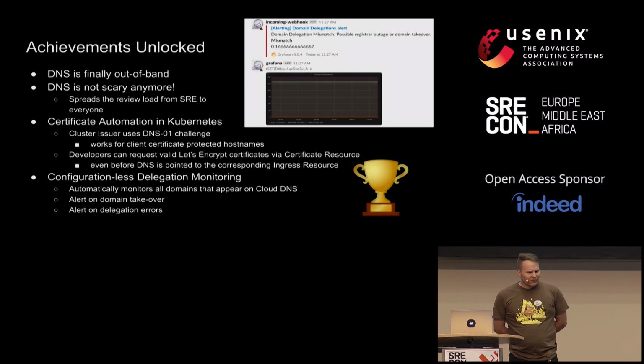Some achievements we unlocked, some expected, some unexpected, by automating a lot of the DNS stuff. It is out of band, I mentioned that already. It is not scary anymore, so that shed some load off SRE. We got certificate automation in Kubernetes, and as I said, we are a heavy user of Kubernetes. And now the whole certificate process is worth another talk, maybe. It also took days and was a lot of manual work, and it was done in SRE mostly. And now, if you can create an ingress object in Kubernetes, you for free get that certificate signed by Let's Encrypt.